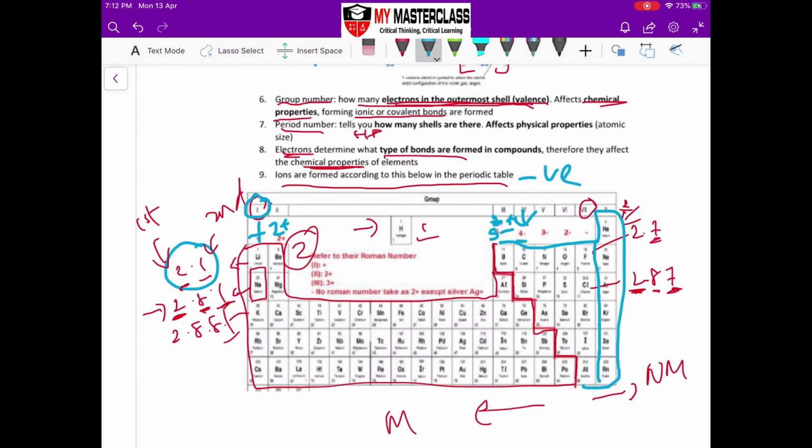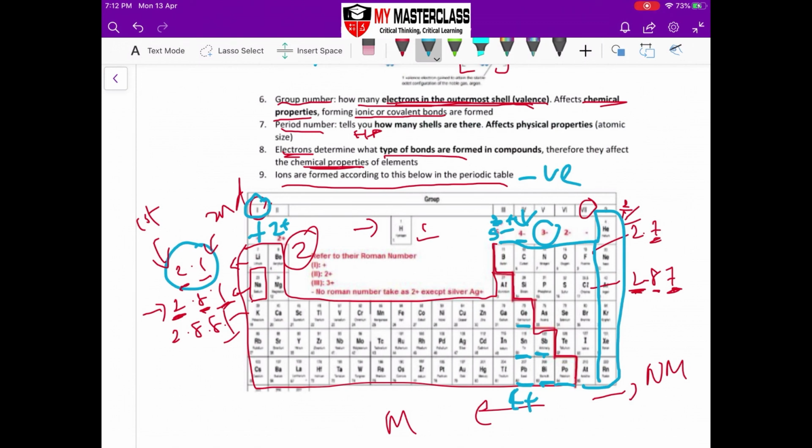Your Ge, Sn and Pb, especially tin and lead, will all form 4 plus because they are metals. Group 5, 5 outer electrons, they gain 3 negative electrons, they form 3 minus. All these will form 5 plus because they are metals. Group 6, 2 minus, 6 outer electrons gain 2. This Po will lose 6 to form 6 plus. Group 7, all of them have 7 outer electrons, they will all gain 1 electron to form minus.